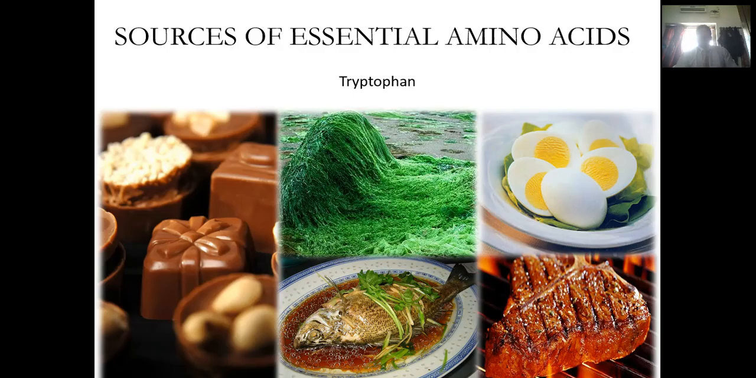So today's class we are ending with tryptophan, and also how the shikimic acid pathway is used for the production of amino acids, the aromatic amino acids.